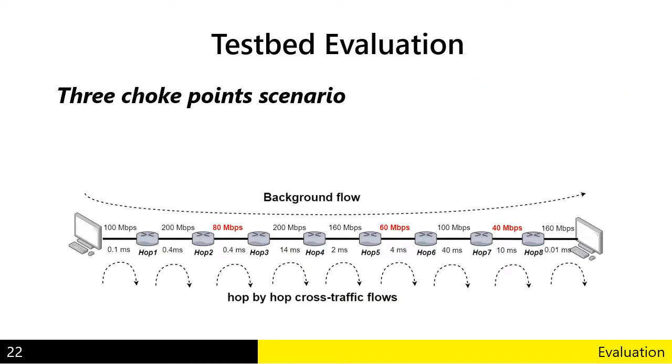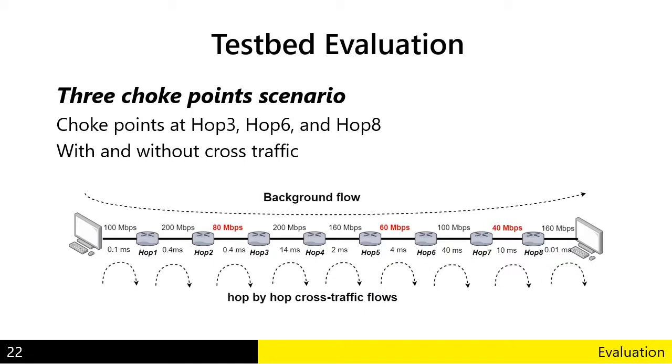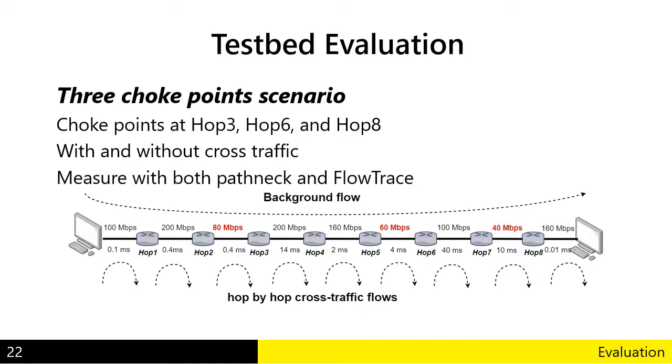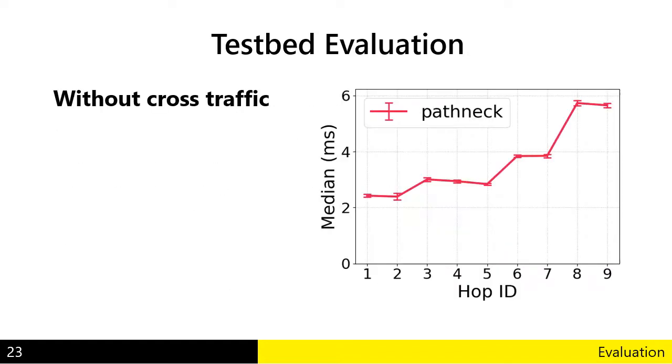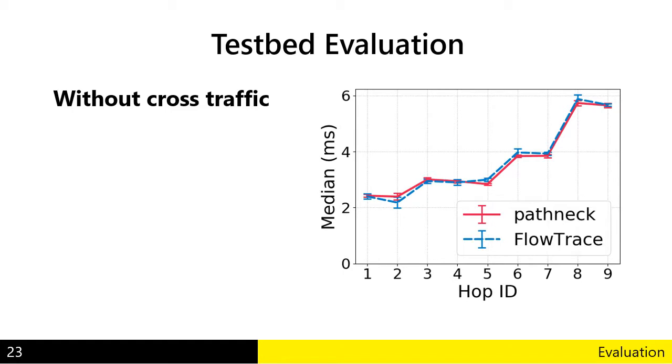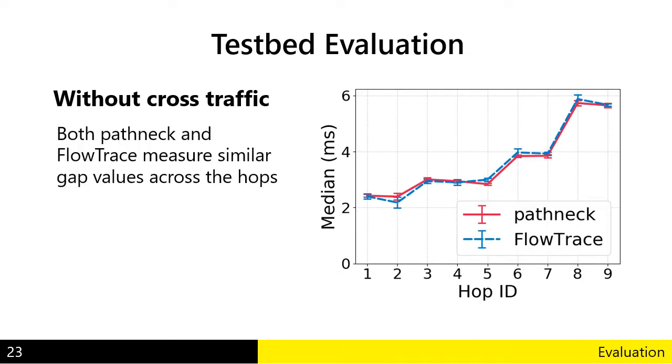So we create another scenario called the 3 choke point scenario, in which we have choke points at hop 3, hop 6, and hop 8. Hop 8 being the last choke point also is the bottleneck link. We again consider scenarios with and without cross traffic, and we measure with both pathneck and FlowTrace. So without cross traffic, pathneck indicates that the gap values increase at hop 3, hop 6, and hop 8. FlowTrace, in this case as well, has measurements which closely agree with those done by pathneck. So this is as expected as before.